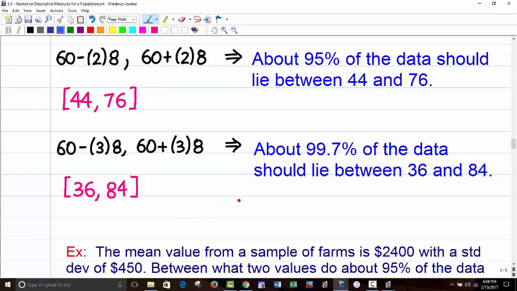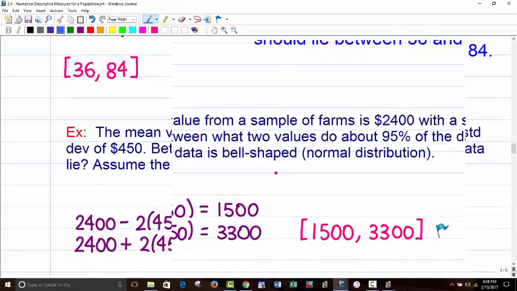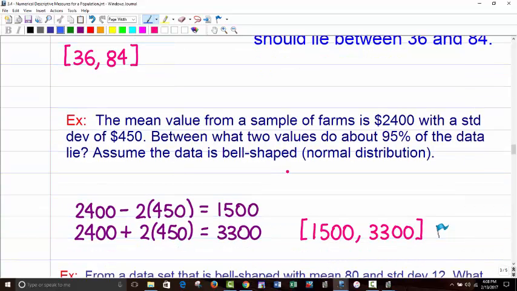Basically all of them. Okay. So there's a simple little word problem here. It says the mean value from a sample of farms is 2,400, standard deviation of 450. Between what two values do about 95% of the data lie? Assume it's bell-shaped.